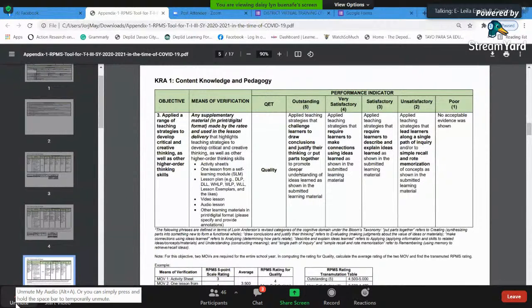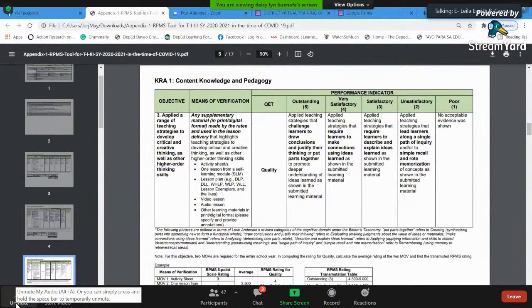Okay. Then a rating of 4: applied teaching strategies that require learners to make connections using ideas learned, as shown in the submitted learning material. Score nimo 3: strategies that require learners to describe and explain ideas learned, as shown in your MOVs. 2: applied teaching strategies that lead learners along a single path of inquiry. Katong low level of questions lang ang imong gipangutana, nga naminaw imong rater.